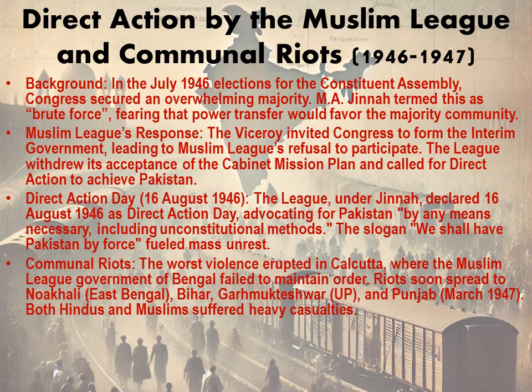What was the result? The result was communal riots. The worst violence erupted in Calcutta, where Muslim League government of Bengal failed to maintain order. So in Bengal there was a Muslim League government. However, Bengal had almost half of Hindu population. So the Muslim League government of Bengal supported Bengal going into the country of Pakistan. So the places of Bengal where there was Hindu majority, they were attacked by the Muslims.